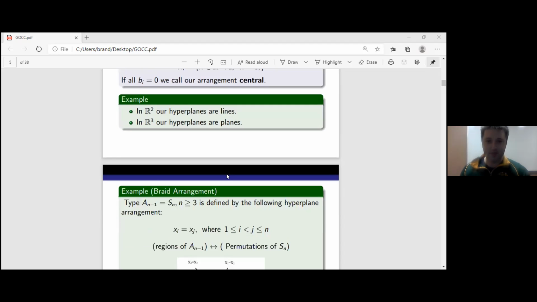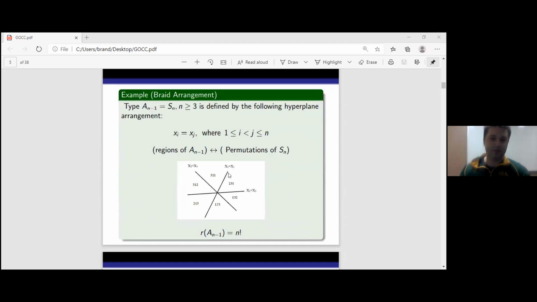If you need that, for example. So example, with a Coxeter group, A_{n-1}, S_n, n greater than 3, it's defined by the hyperplane arrangement. So you set x_i equals x_j, where your coordinates i and j vary but are not equal to one another. And then you see a one-to-one correspondence with the regions of A_{n-1} to permutations of S_n.